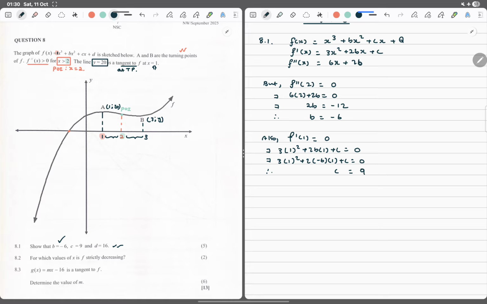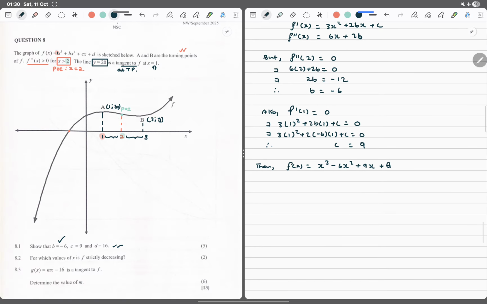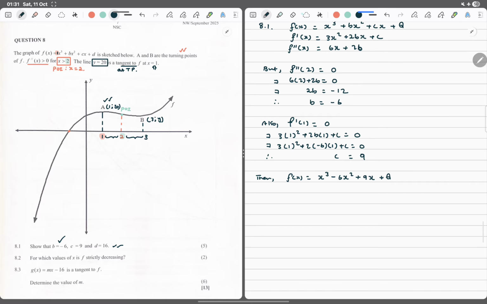Right. So, very interesting question there. So that's what we get, guys. We can say then, we know that f of x is basically x cubed minus 6x squared plus 9x plus d. Now, what are we going to do? We know that the coordinates of a, this question is crazy, is it not? My goodness. It's a very crazy question.